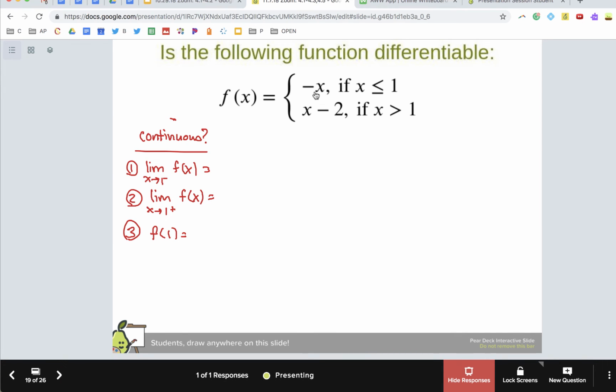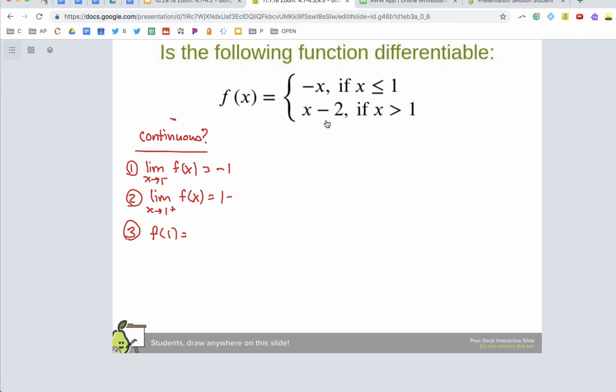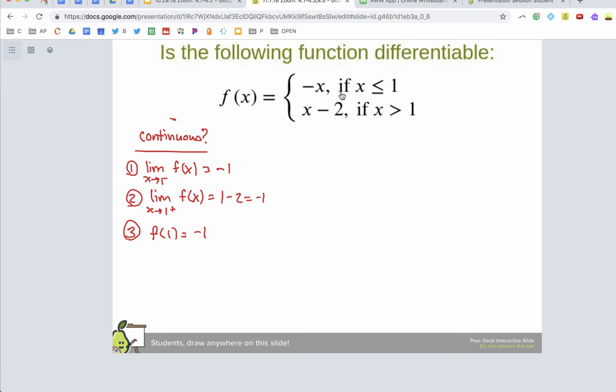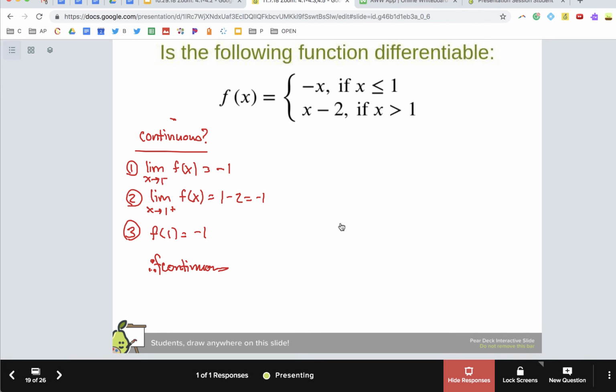The limit from the left is going to use this left definition, so we just put in a 1. The right, we're going to use this definition, so 1 minus 2, -1. And f of 1, we would use the top definition, which is also -1. So all 3 are equal to each other. Therefore, f is continuous.